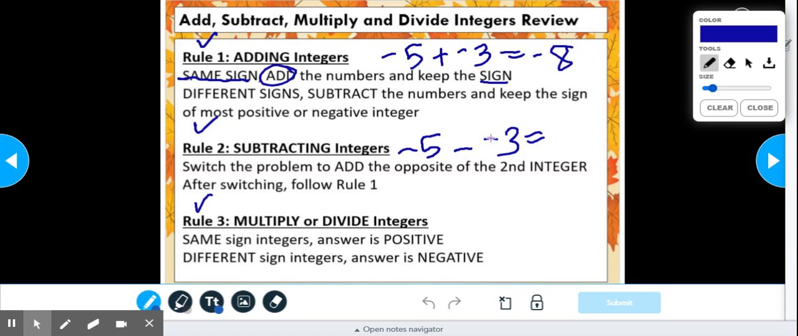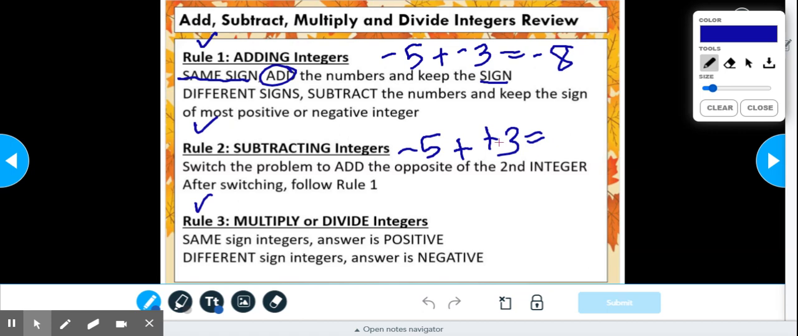When you see double negatives, we're thinking more positives. If we're taking away negatives, we're getting more positive. So we're going to add the opposite. We're just going to switch the problem to addition and then change the sign of the second integer. This is always when we see subtraction. So now we're ready to add these integers. We're ready to combine them.